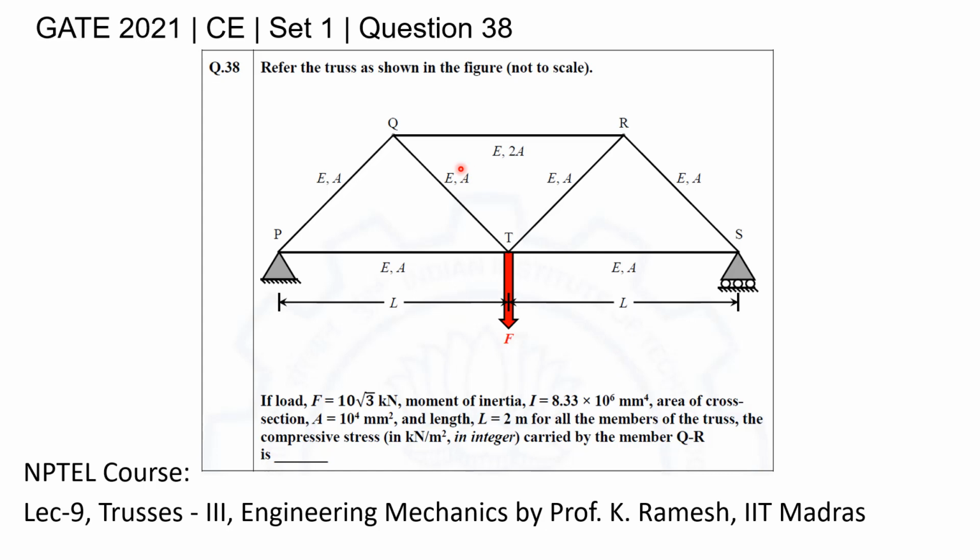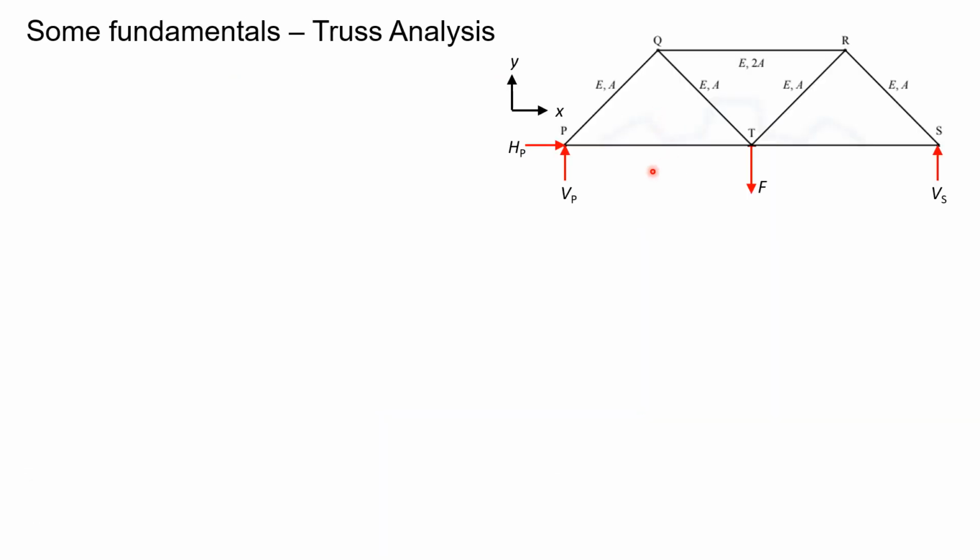The compressive stress carried by the member QR is asked in kilonewton per meter squared, and we are expected to report our answer as an integer. Students are encouraged to watch this NPTEL lecture cited below where this topic is handled in more detail. However, we will be looking at some fundamentals as we go on to solve this problem. Let us look at some fundamentals pertaining to truss analysis.